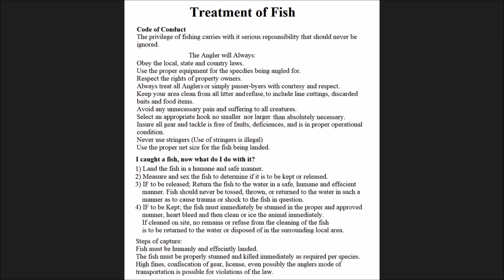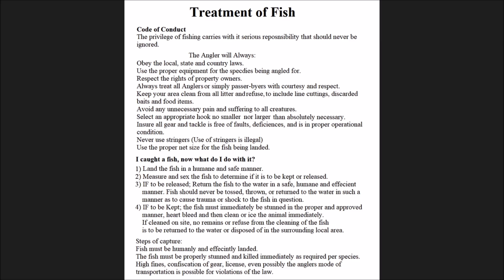Avoid any unnecessary pain and suffering to all creatures. Select an appropriate hook, no smaller nor larger than absolutely necessary. Ensure all gear and tackle is free of faults, deficiencies, and is in proper operational condition before you make that first cast. Never use stringers. Use of stringers is strictly prohibited and illegal in Germany. If you want massive fines, possible jail time, and never to be able to fish in Germany again, put fish on a stringer, and that'll do it for you.